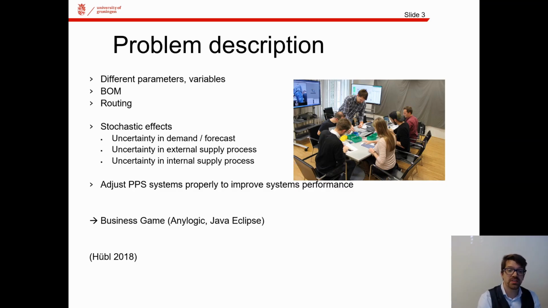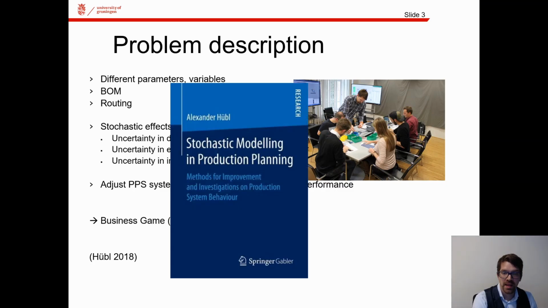And of course, there is an uncertainty in the internal supply process, meaning in our production facilities, in our transportation processes. And more information about uncertainty can be found in the book Stochastic Modeling, Production Planning.